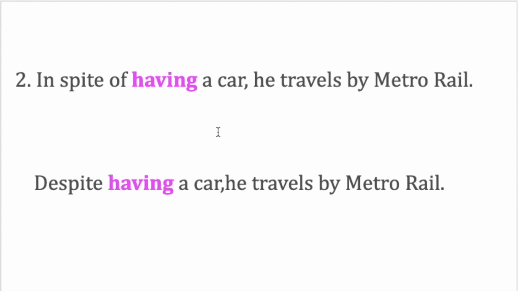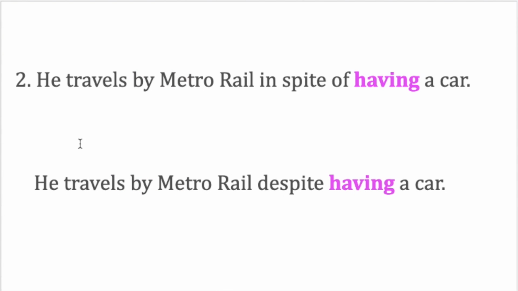So we say in spite of having a car, he travels by metro rail. We put a comma right after the first clause, that is the dependent clause. We can replace it: despite having a car, he travels by metro rail. Do you see the use? Let's interchange the place. We can start with the independent clause. He travels by metro rail in spite of having a car. He travels by metro rail despite having a car. There's no of with despite, right?